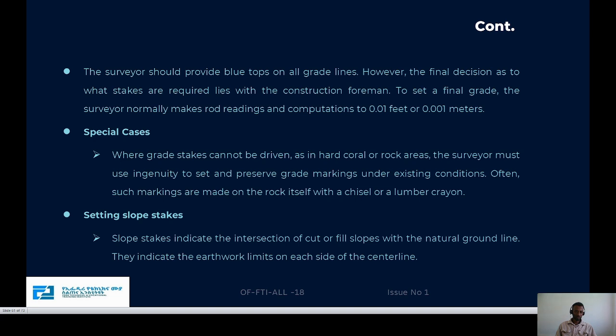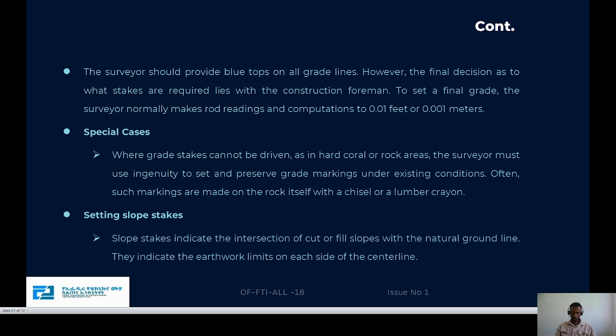And also the survey should provide blue tops on all grade lines. However, the final decision on which stakes are required on which lines rests with the construction foreman. So there are special cases. In rocky areas the grade stakes cannot be driven, so we use a chisel instead of the stake.